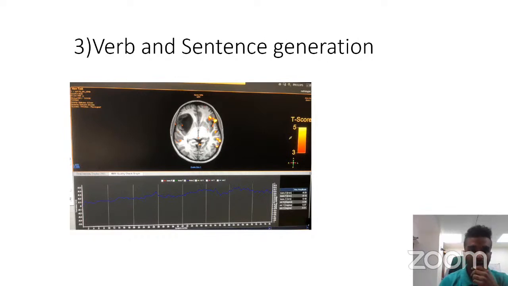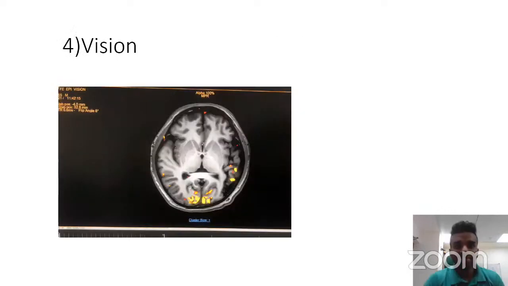And there is another case of vision. In this case, the patient has a lesion in the inferior occipital lobe, and we know that the occipital lobe controls our eyesight or vision. So the patient has a lesion in the inferior occipital lobe, but you can see that in post fMRI the activation is happening slightly superior to the lesion.